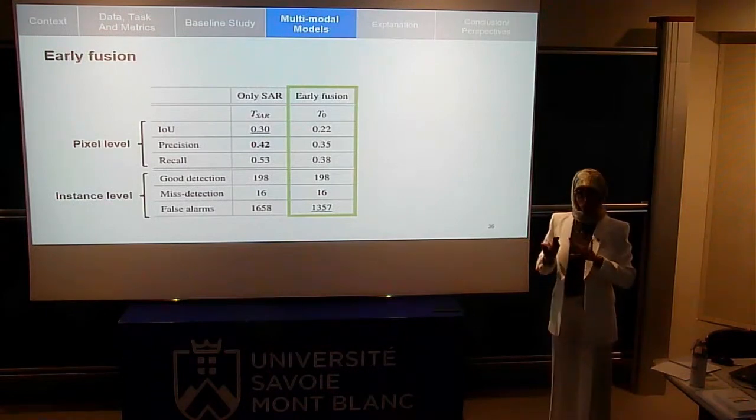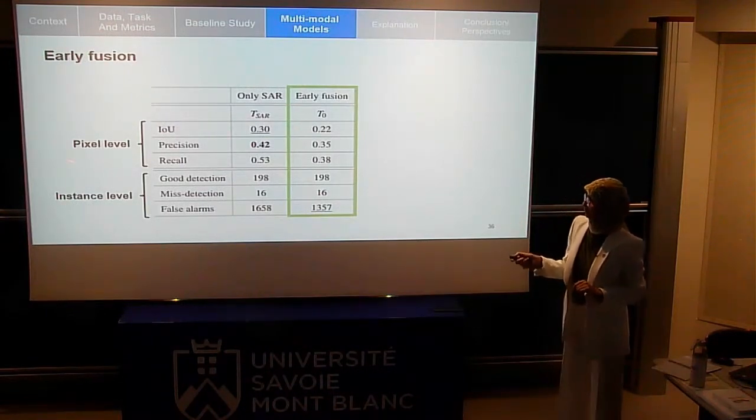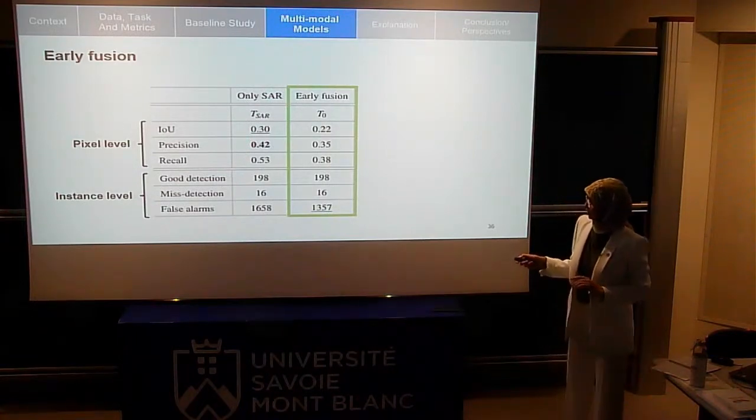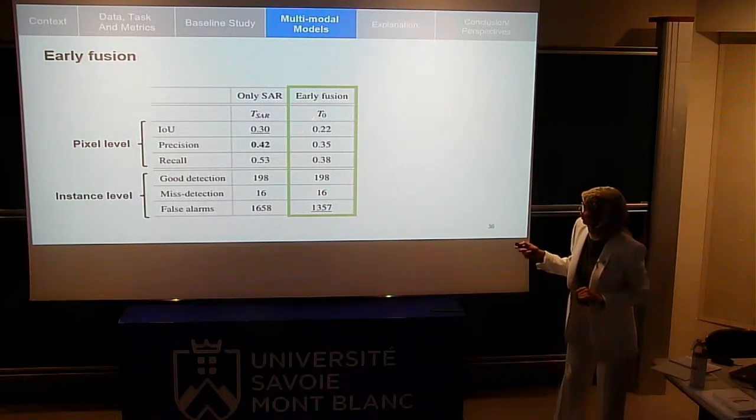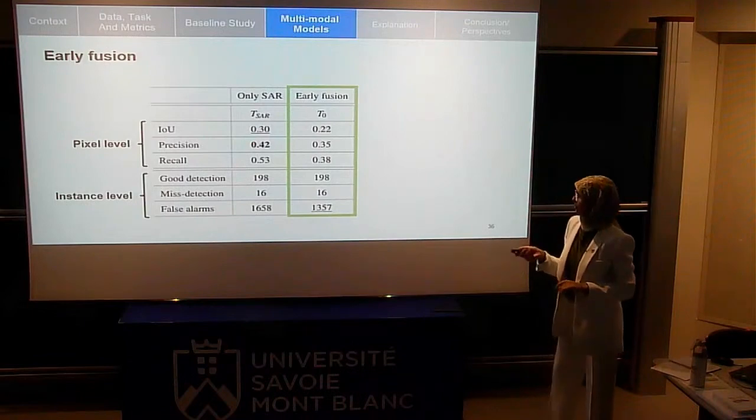I'm going to compare all the fusion results with our baseline, the SAR only. Here we have the pixel level metrics and the instance level metrics. We can see clearly that we keep the same good detection, and we reduce the false alarms by around 300. But we can see also that with the early fusion, we have some degradation in the pixel level metrics.